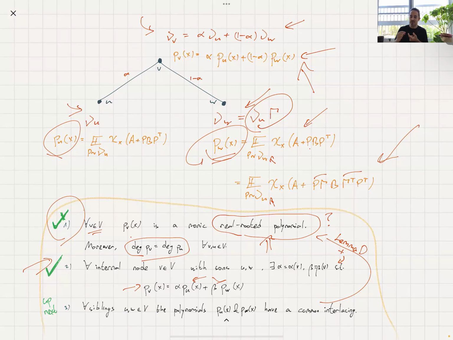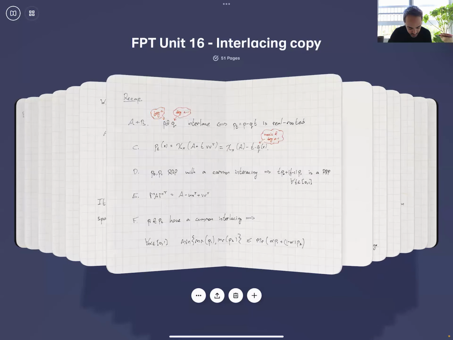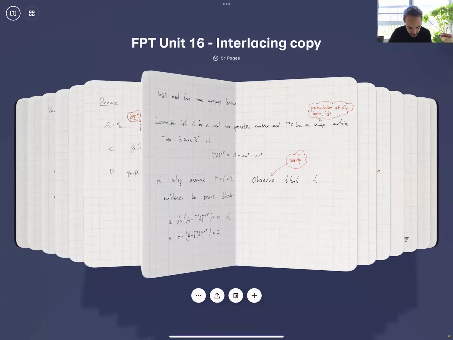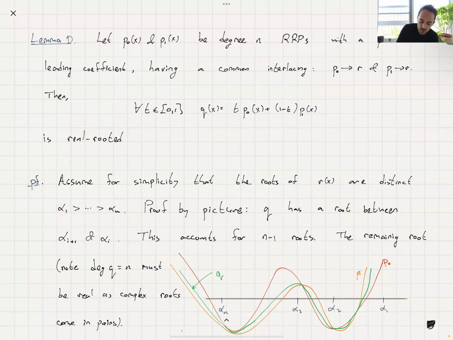Right, this is lemma D. Let's go back to lemma D. Lemma D told you that if you have two polynomials, positive leading coefficient, everything is monic, and they have a common interlacing, that's what we are going to prove in point 3, then any point in the segment connecting them, and every polynomial that's a convex combination of them, is also real-rooted. And that's how we are going to establish the real-rootedness.